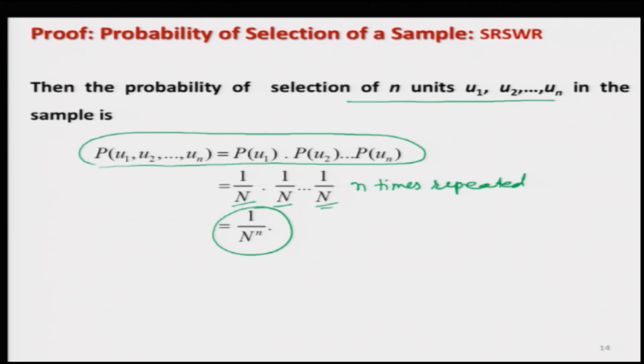Remember one thing, please keep an eye on the slides and my language, because both the symbols are n. What I mean is 1 upon capital N, that is the population size, raised to the power of small n, which is the sample size. So the probability is 1 upon population size raised to the power of sample size. This is what you have to keep in mind.